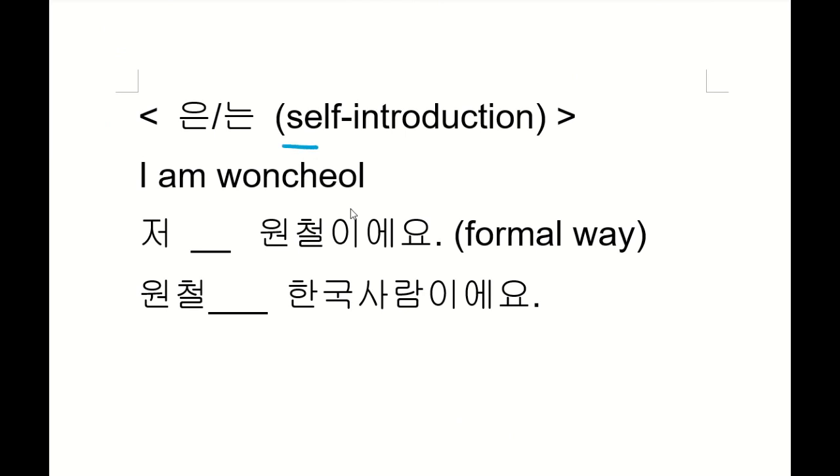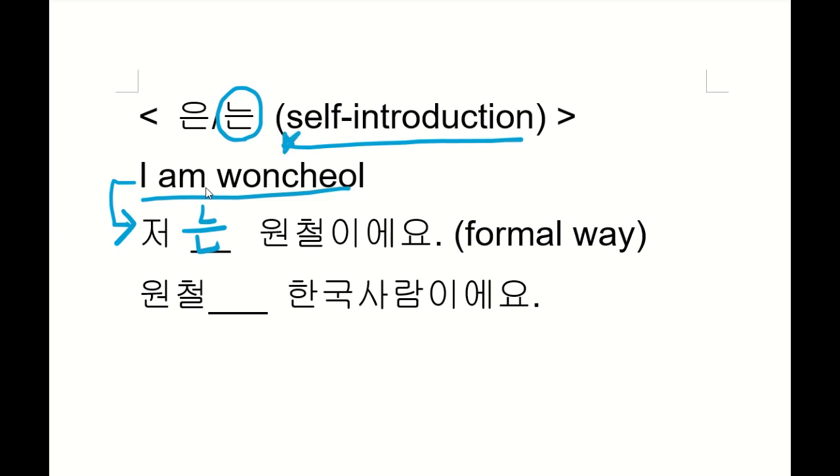First, 은는 with self-introduction. In English, I am 원철, my name, is translated as 저는, this topic marking particle. Like I just said, one of the functions of 은는 is when it's about self-introduction. So my name, 저는 원철이에요. 저는 원철, my name, 이에요.